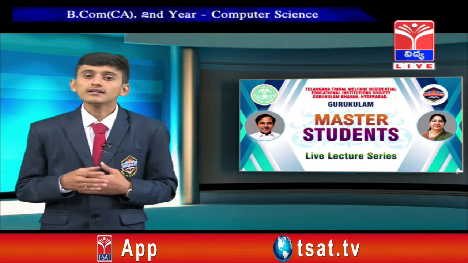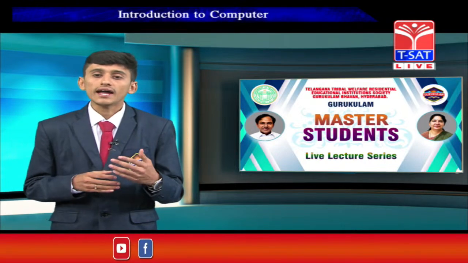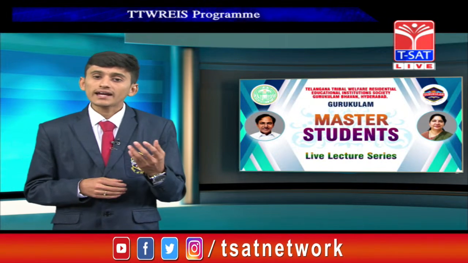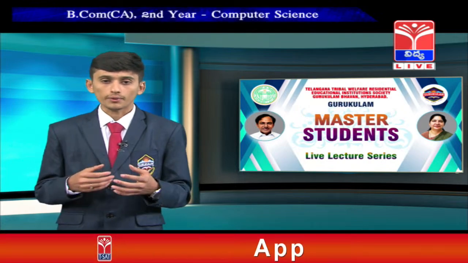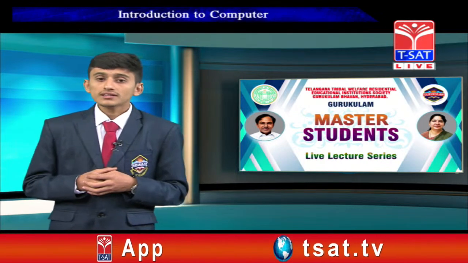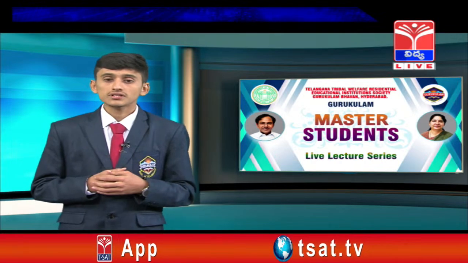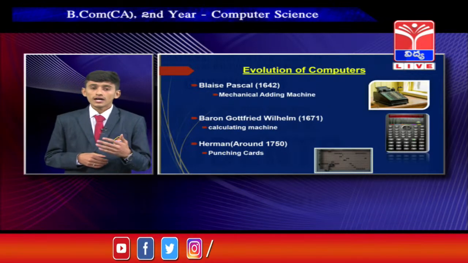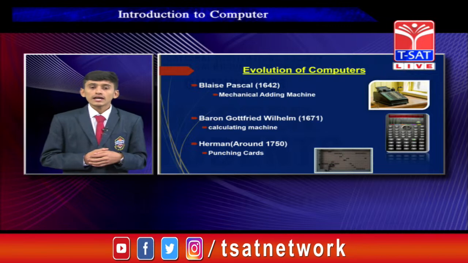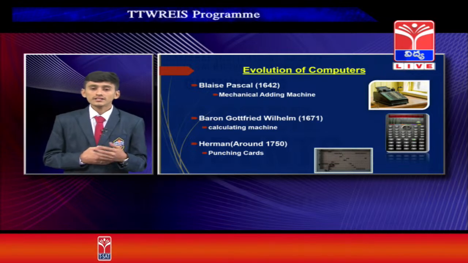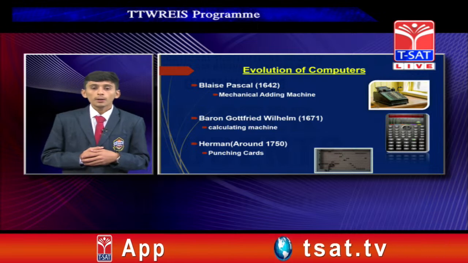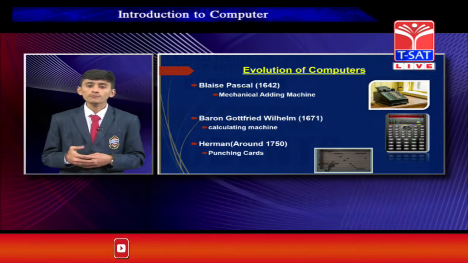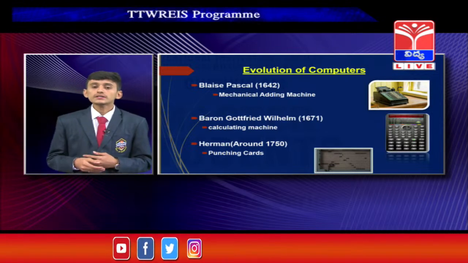So, in the year 1642, the mechanical adding machine was invented by Blaise Pascal. This mechanical adding machine is going to perform all the arithmetic operations. My dear friends, initially Blaise Pascal invented the mechanical adding machine. Then after, the calculating machine was invented in the year 1671 by Baron Gottfried Wilhelm. This calculating machine is going to perform complex values, for example trigonometry.